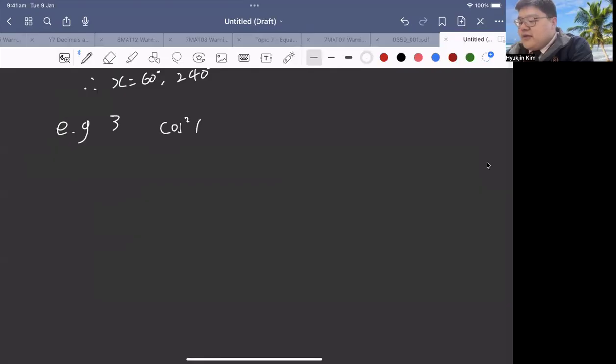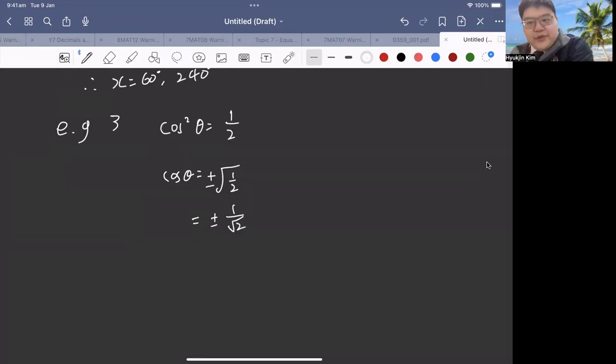Example 3. Let's have a look. Cos squared theta equals 1 on 2. I want to find cos theta. What should I do? I need to square root it. Square root, but plus or minus 1 on 2. What's that? Plus or minus 1 on root 2.